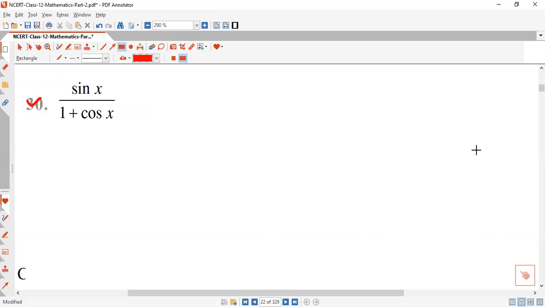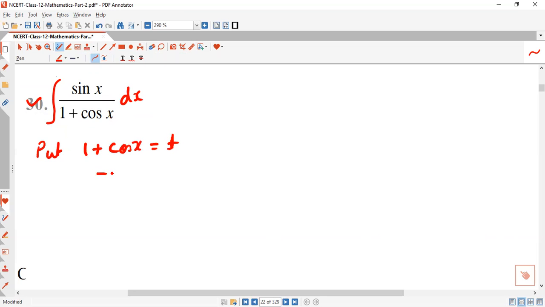So in this question again, it is an easy one because we have to remove the denominator. We want to eliminate the denominators. You see this 1 plus cos x is there. We put 1 plus cos x equal to t. It comes out minus sin x dx equal to dt.